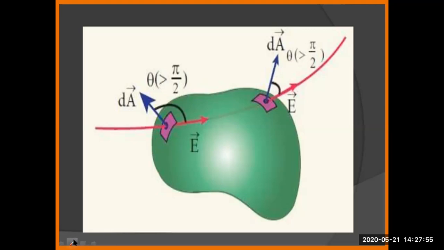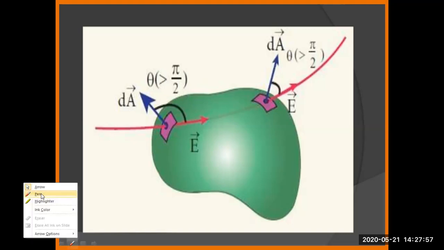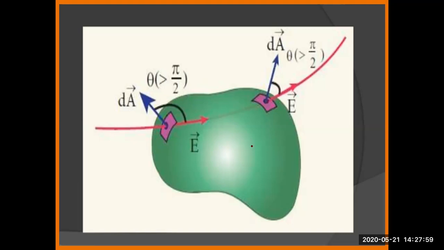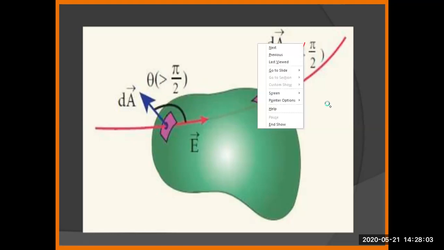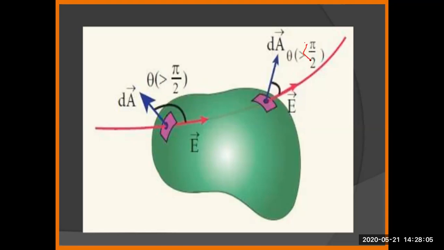So it's a slight correction. Now let me correct it. This is actually the less than sign. Can you see this? Theta is less than pi by 2. Yes, I can see this. Less than pi by 2. So this is absolutely right, but there was some correction.